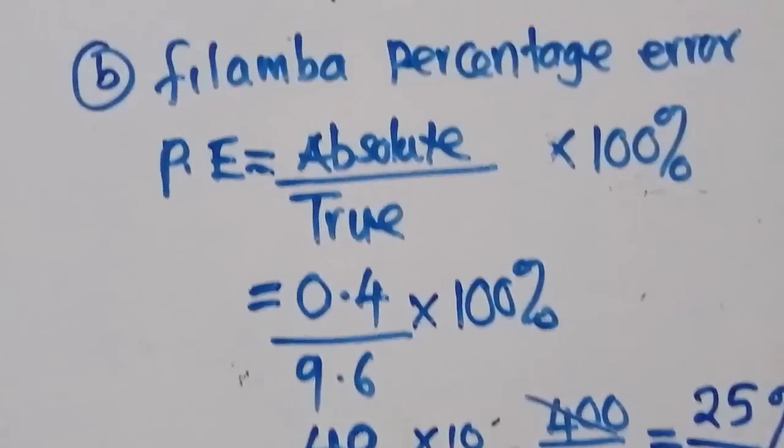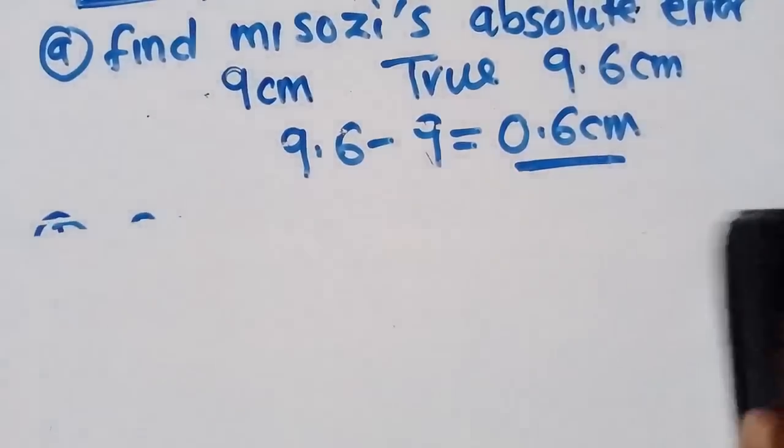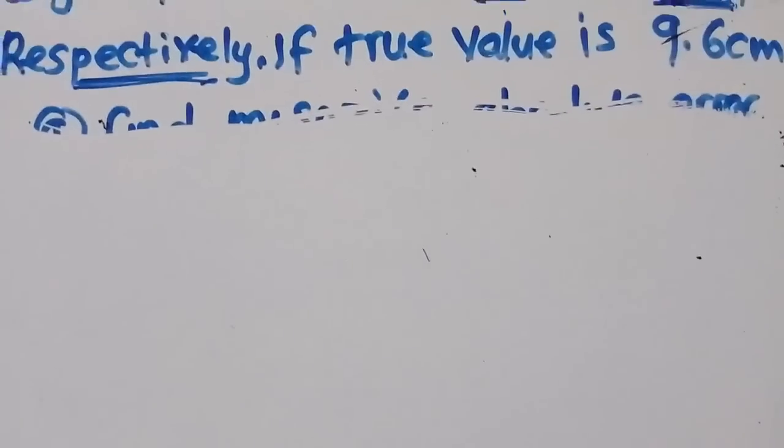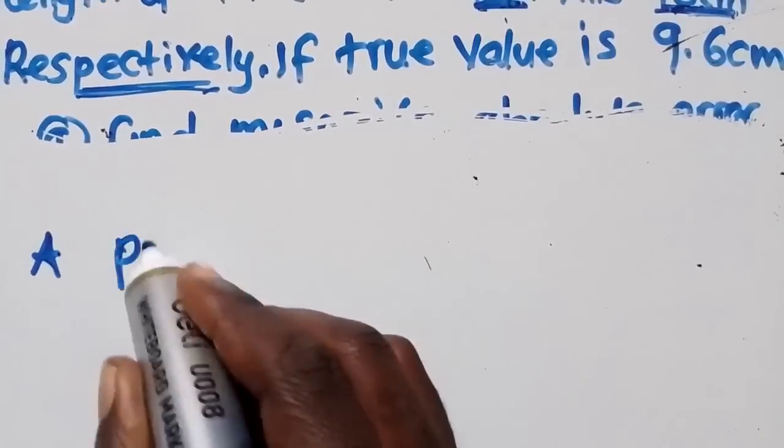So let us look at another last question under estimations. I'll just write it here so that we see it. It's saying all these are past papers.